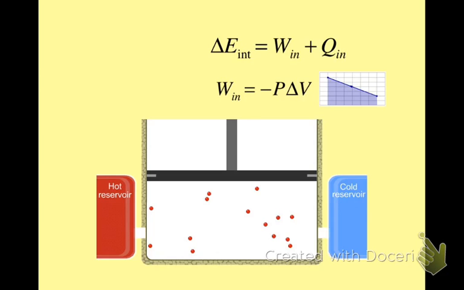Two ways to change the internal energy of a system. You can do work on that system, or you can add or remove heat from that system. So you can change internal energy, either increase it or decrease it, by doing work on the gas or having the gas do work on the surroundings, or transferring heat in or out. That equation, delta E internal equals work in plus Q in, that is the first law of thermodynamics in equation form.